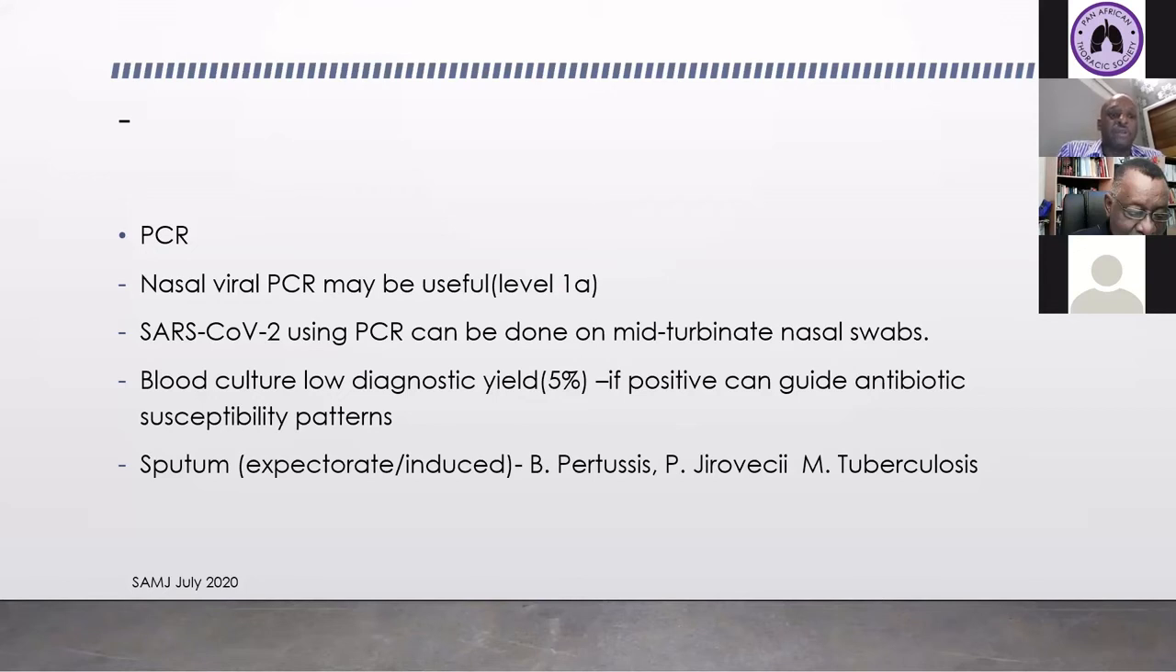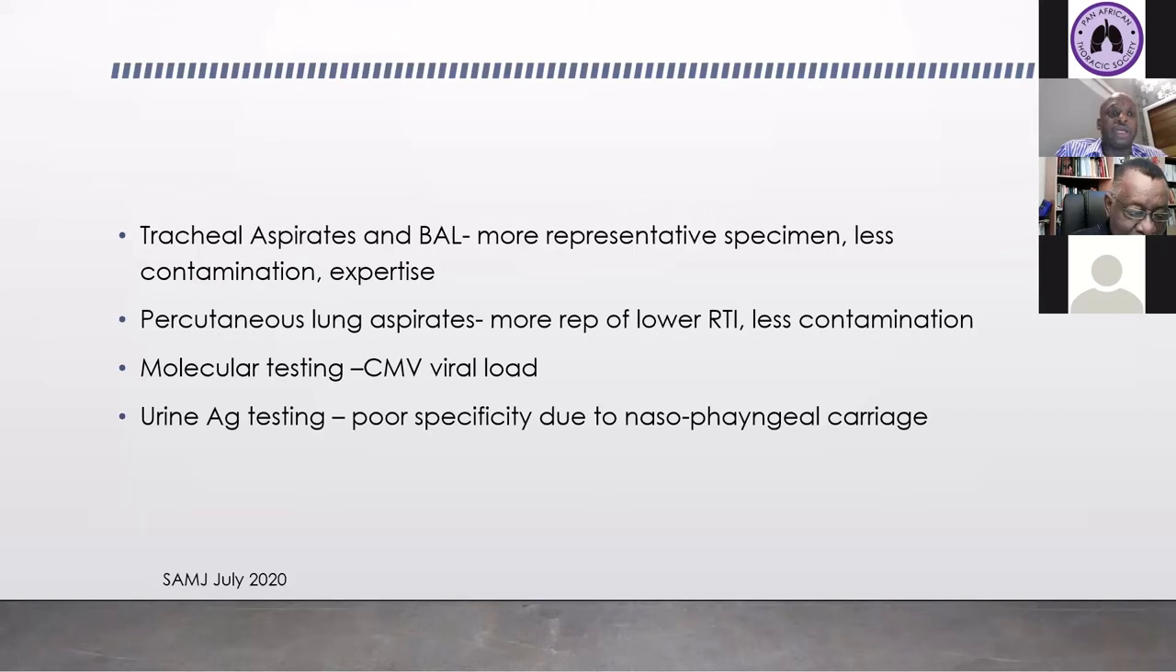Blood cultures are helpful, but they have low diagnostic yield. If they are positive, they can actually help with deciding which antibiotic to use. Sputum is always helpful, especially for Mycobacterium tuberculosis, Pneumocystis jirovecii, and pertussis. Tracheal aspirates and percutaneous lung aspirates give you a better representative sample, but they need expertise. These are usually reserved for pulmonologists. If you've got a pulmonologist in your center, they can do a bronchoscopy and a bronchoalveolar lavage. So it's not a test that you're commonly going to do.